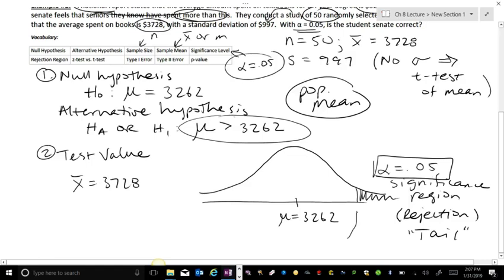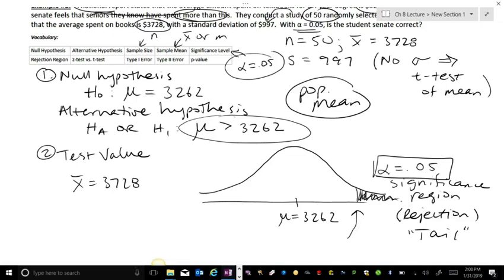It's definitely more than 3262. We just don't know if it's significantly more than. So by creating this 5% rejection area, we're minimizing it being just more than 3262 by chance. We really want to make sure that it really is significant enough, just landing in that little 5% area to conclude that it's significantly greater than. So we've got all of this laid out here. We want to find both our test value and we want to find our significance level.